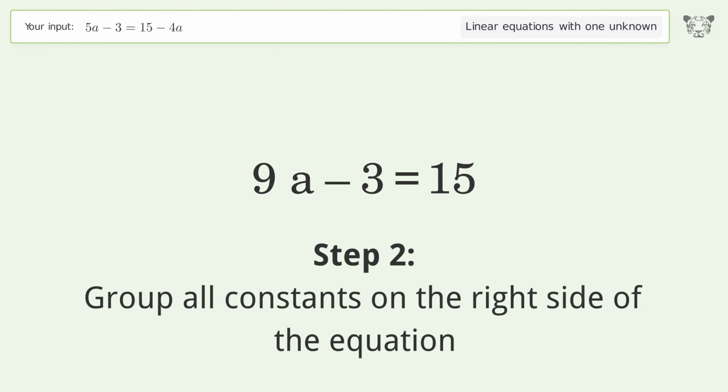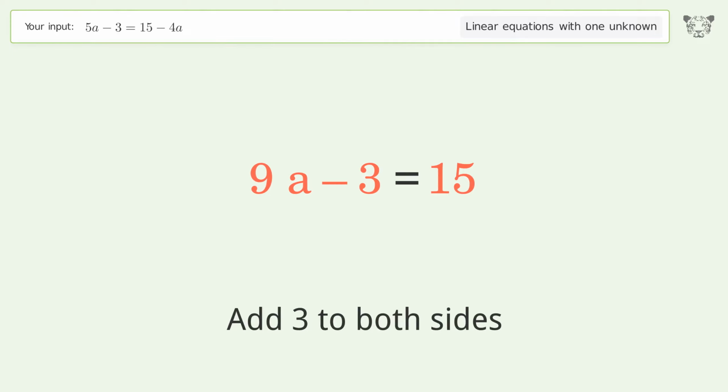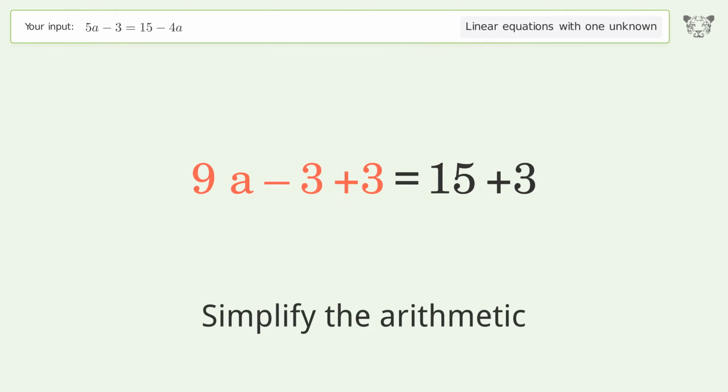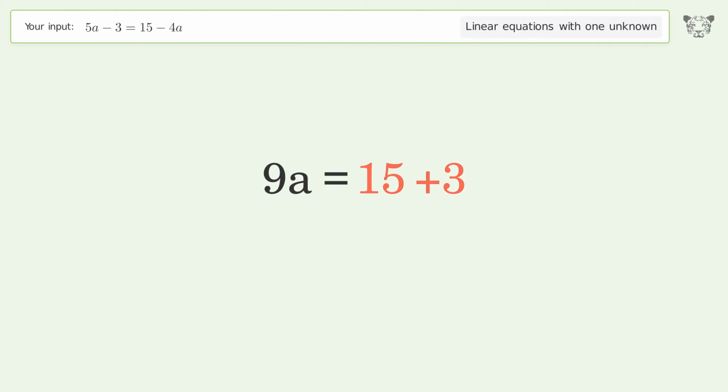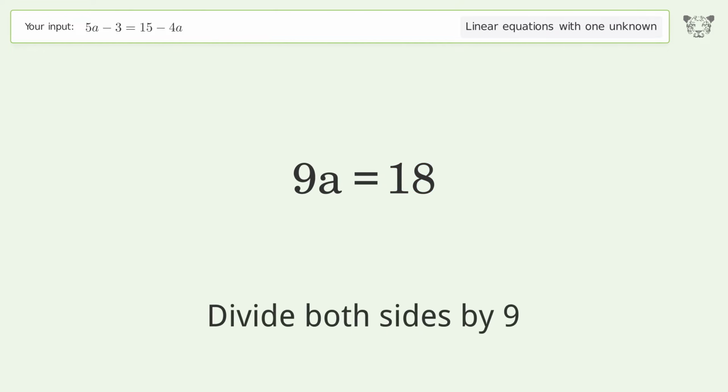Group all constants on the right side of the equation. Add 3 to both sides. Simplify the arithmetic. Isolate the a. Divide both sides by 9. Simplify the fraction.